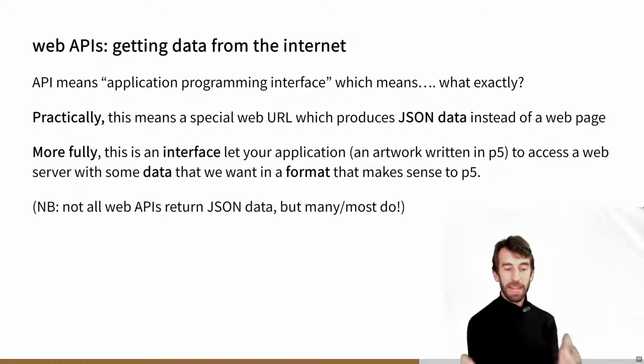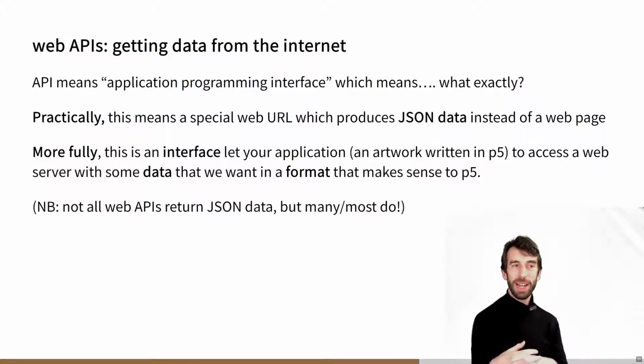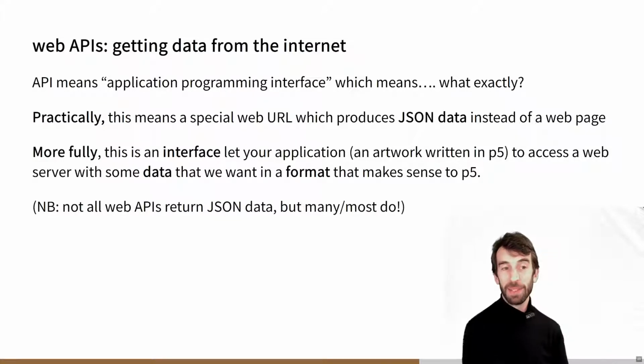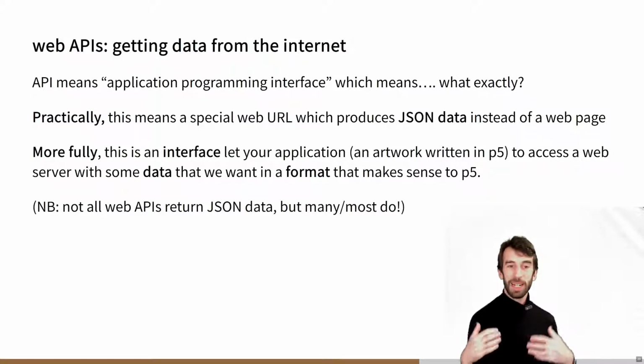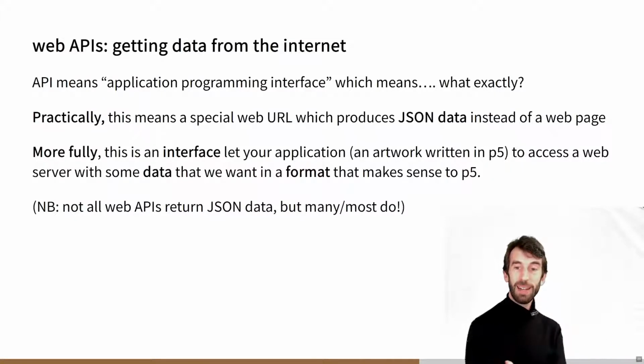And when we talk about APIs, that defines a way of accessing something on the internet by a program, so that some software application can interact with another application which exists on the internet using programming, rather than a person going to a website and entering details and getting something out. So these API addresses, special URLs, are some kind of interface to let your application, which is your artwork written in P5, that's actually an application in some sense of that word.